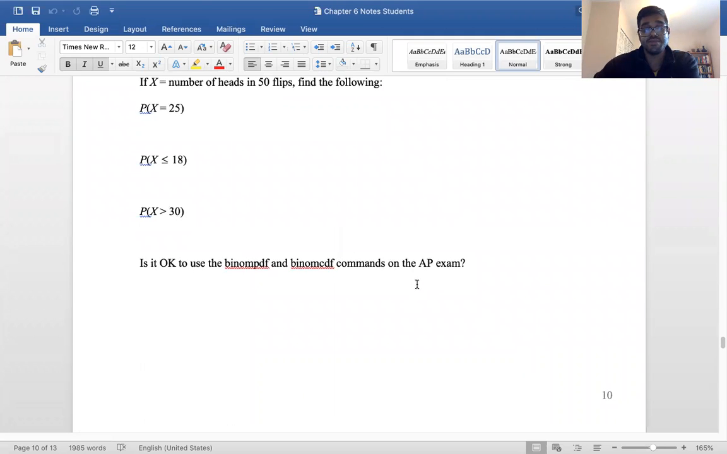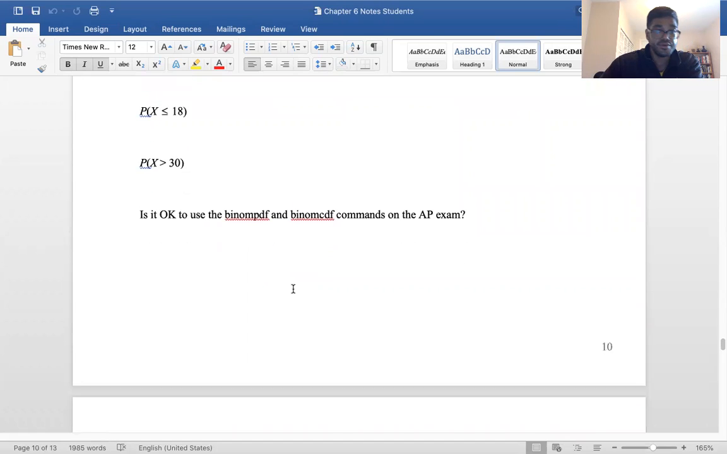Is it okay to use it on the AP exam? Yes. But you still need to write down all your parameters, set up the problem like we were doing in the last chapter and in earlier units. So you can set it all up, and then you can go to your calculator and go from there.